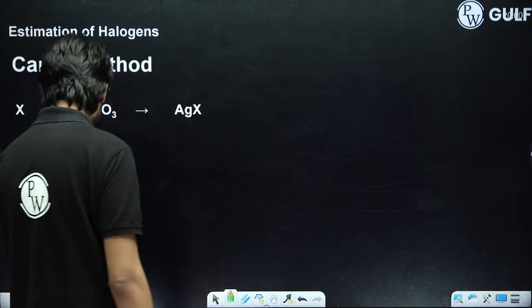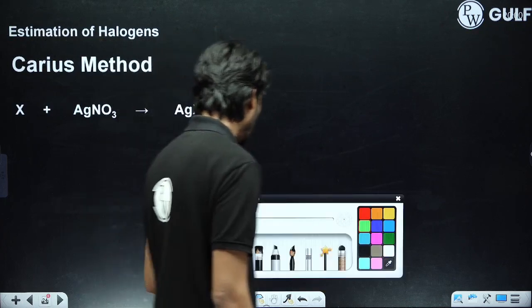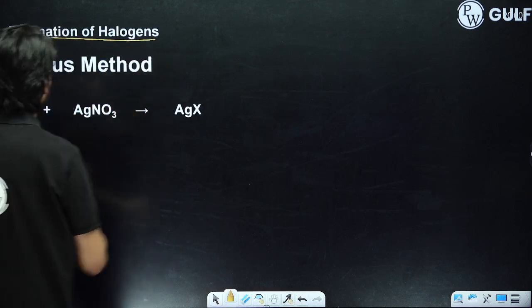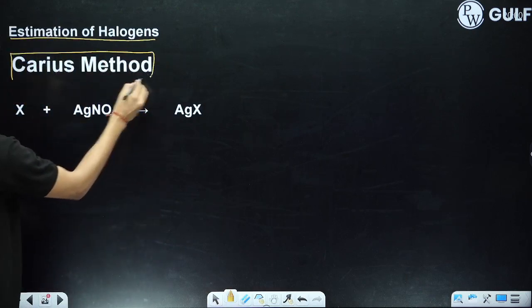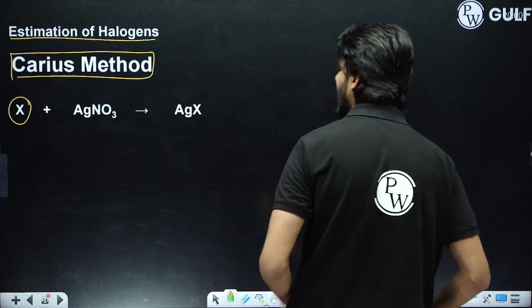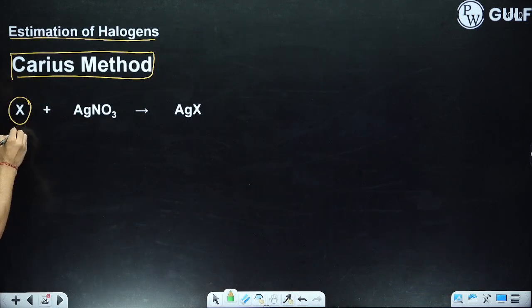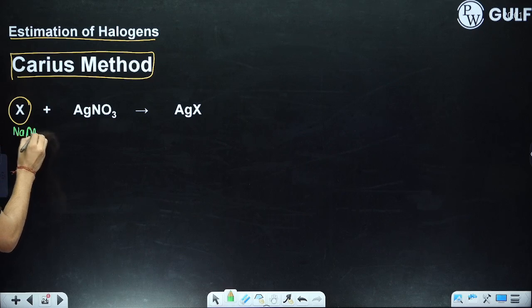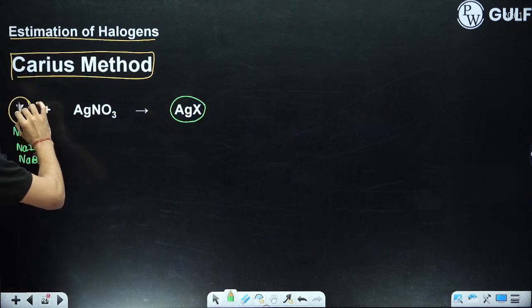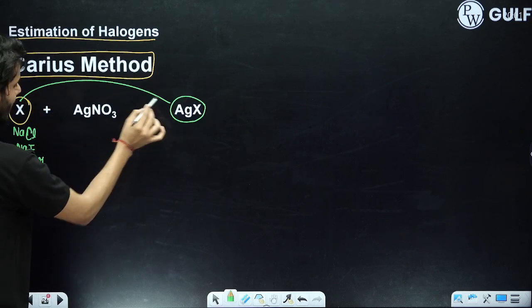Next one, guys. In the next one, we will estimate halogens. Now, for halogens, we will use the Carius method. What will happen in the Carius method? Now, let's look at this. You always have X, the halogen, here. You will have the Lassaigne extract, let's say NaCl, NaI, NaBr. All these, when reacted with AgNO3, will make you AgX. So there will be a stoichiometric relationship between this halide ion and AgX.